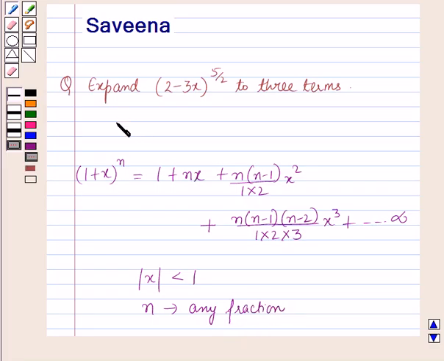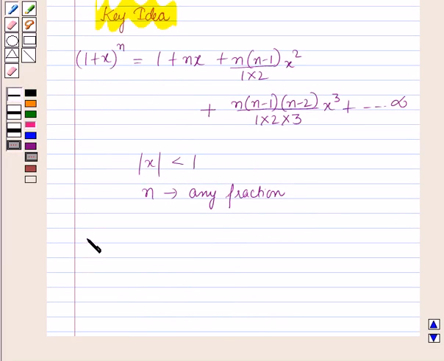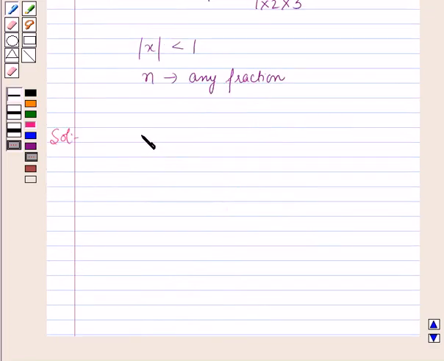Now this result will work as a key idea for solving this question. Now we will start with the solution. Here we have to expand (2 minus 3x) whole raised to power 5 by 2.